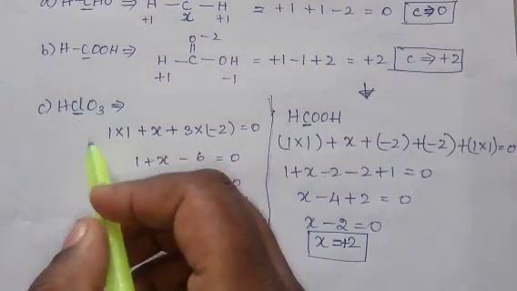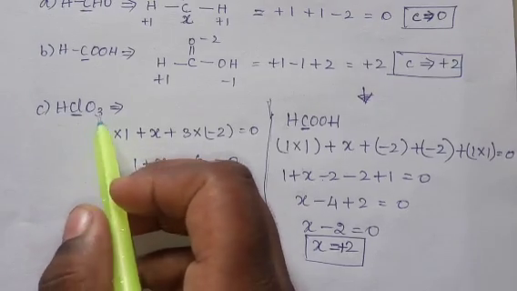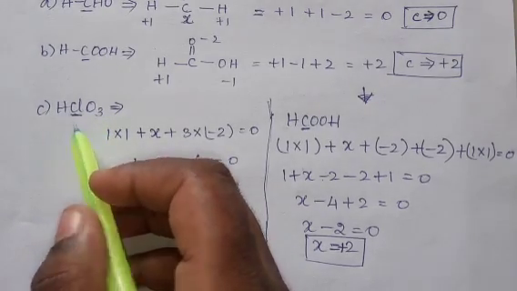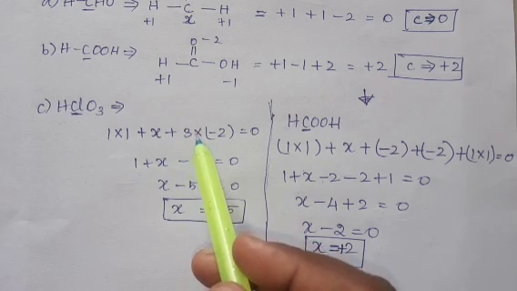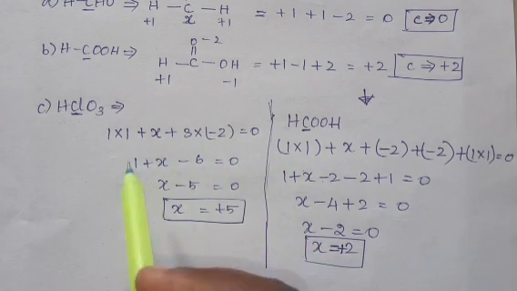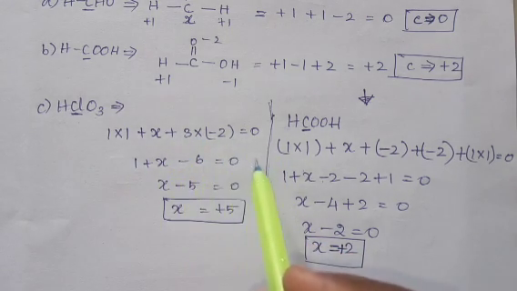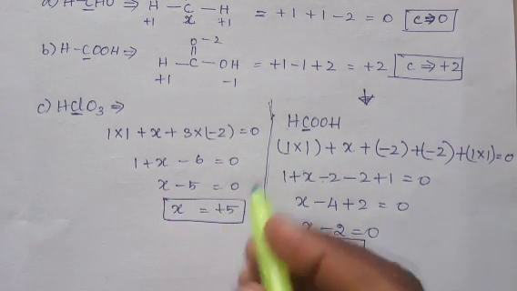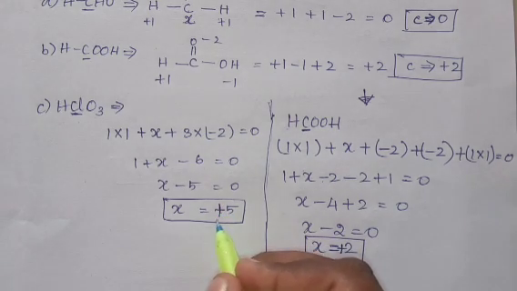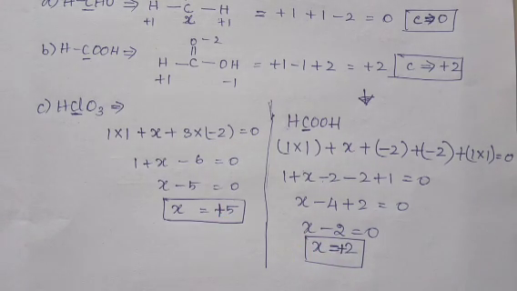Third one, HClO3. Cl is the underlined one, so again doing like that. 1 into 1 plus X plus 3 into minus 2 is equal to 0. 1 plus X minus 6 is equal to 0. X minus 5 is equal to 0. X is equal to plus 5. So this is the answer.